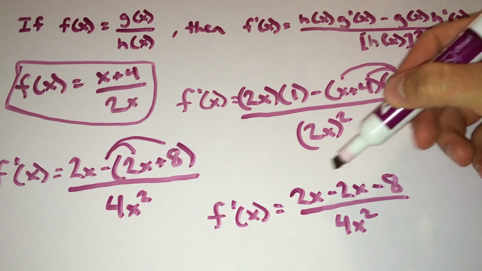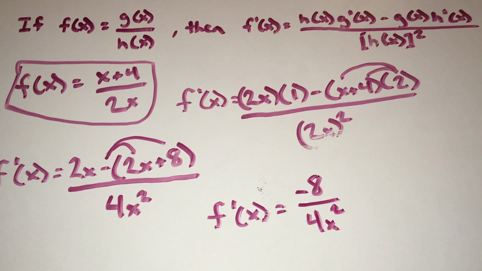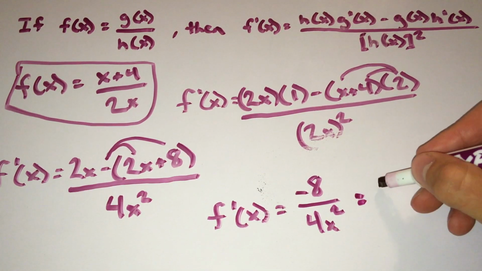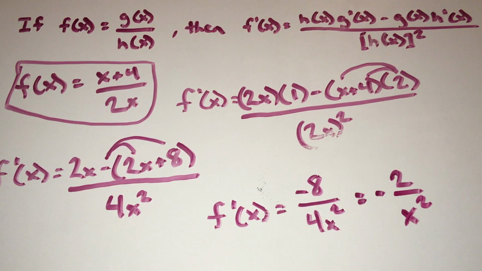And 2x minus 2x is just 0. So that will leave us with negative 8 divided by 4x squared. And 8 divided by 4 is just 2. So our final answer will be negative 2 divided by x squared.